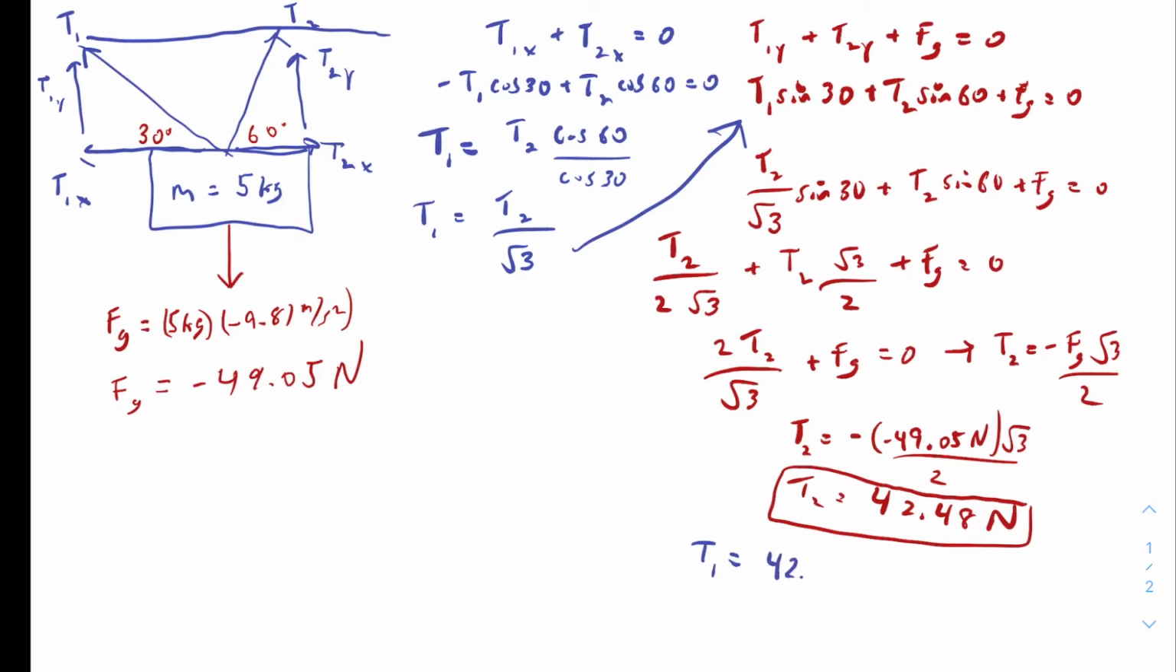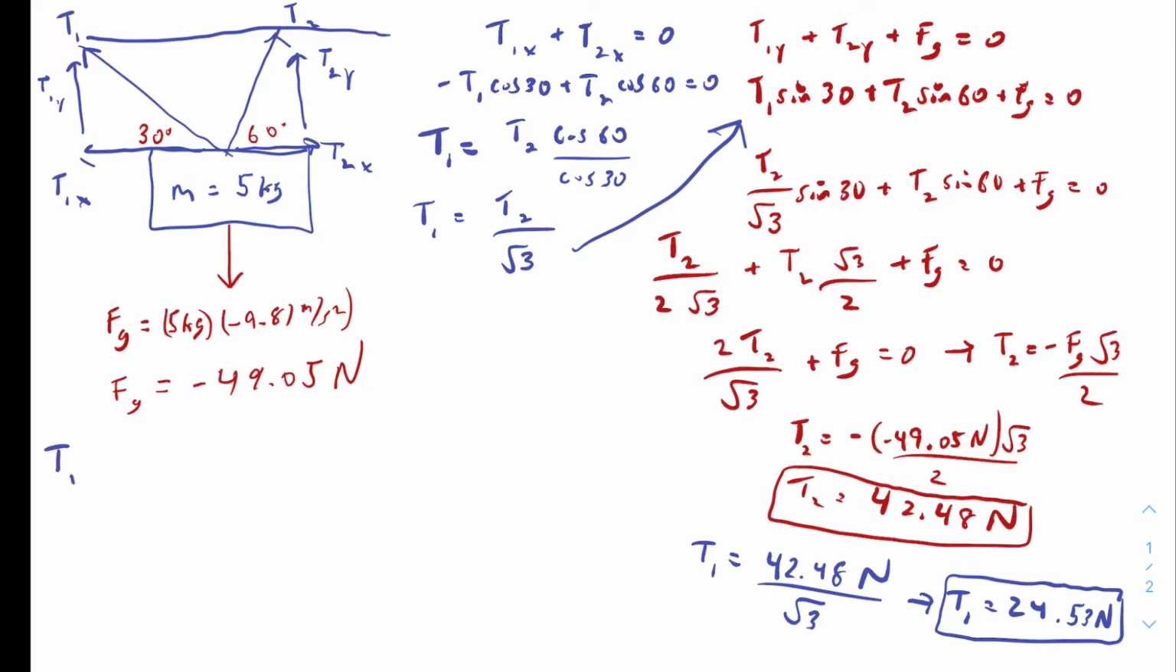Plugging the value we found for T2 into the first equation, we're able to find that T1 is equal to 24.53 newtons. We can now use these values to solve for the individual components. This is also a way to check that our answers are correct. We know that T1x is equal to negative T1 times the cosine of 30. Plugging in the value that we found for T1, we find that T1x is equal to negative 21.24 newtons. This negative value makes sense since we see that T1x acts in the negative x direction.